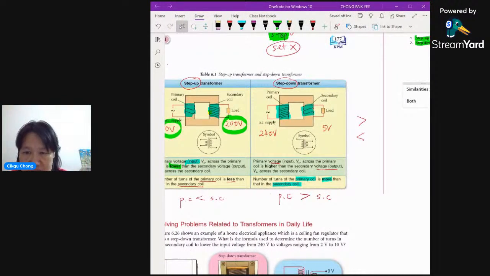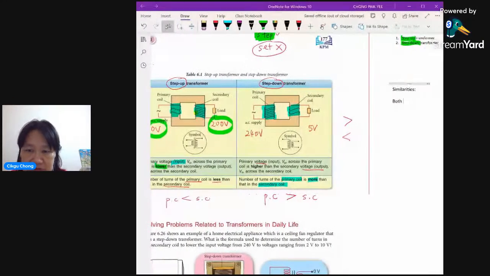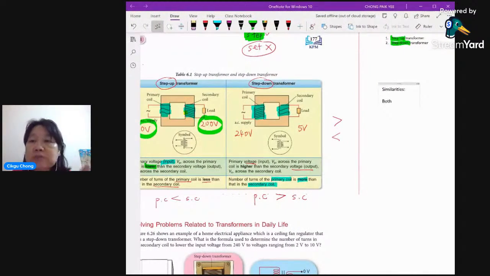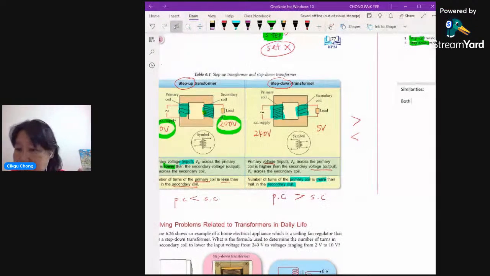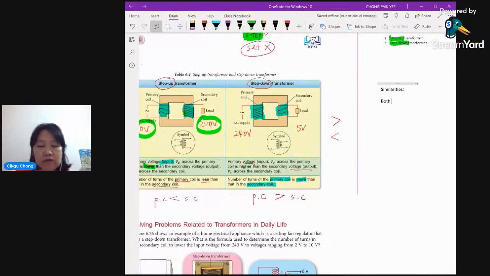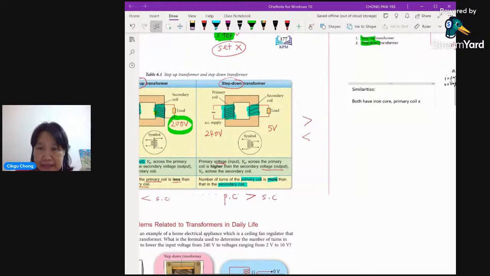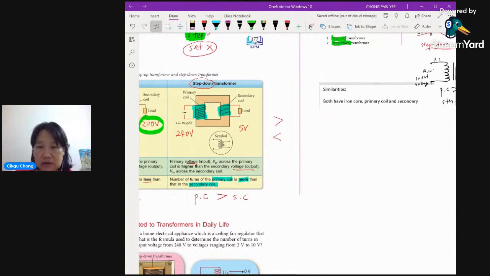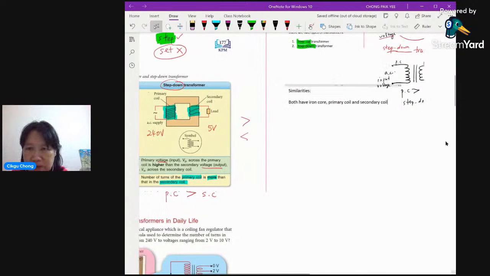Stella: both consist of two cores or wires containing different number of turns. Okay, that means two cores or wires. So be more specific. What is the core or wire called? Primary and secondary. So you're missing one more, Patricia, which is both have iron core. Yes, both have iron core, primary coil, and secondary coil. This is one similarity.